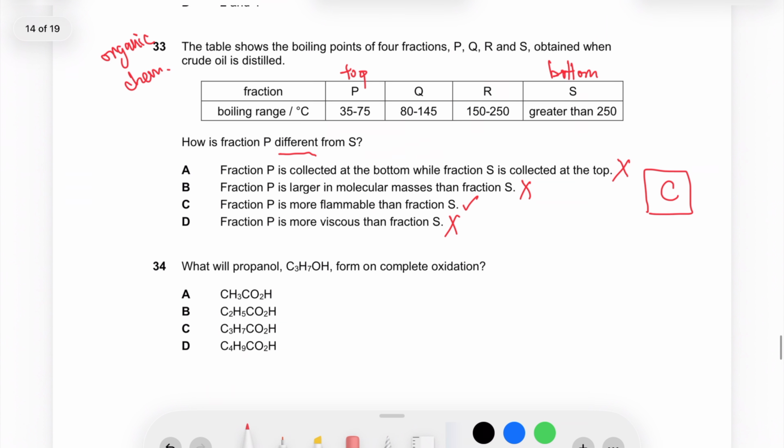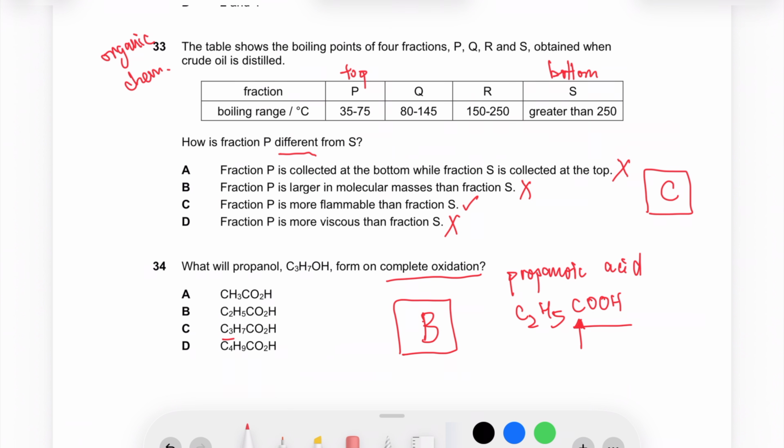Moving on, 34, propanol, complete oxidation. So your propanol, when it oxidizes, will become what? Propanoic acid. Take note, it's 3 carbon, but it's C2H5 because there's one more carbon hiding inside the functional group, COOH. A lot of students will choose this answer. So take note, there's 1 carbon hiding in a functional group. The number of carbon will still remain the same, 3 carbon, 3 carbon. So the answer is B.